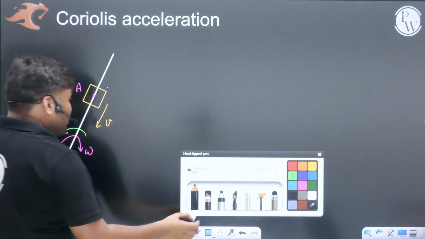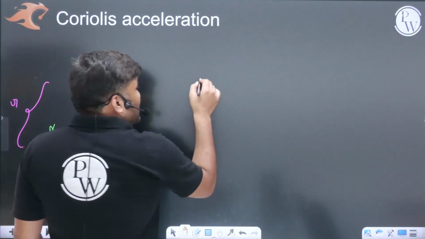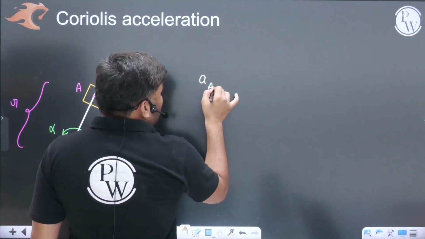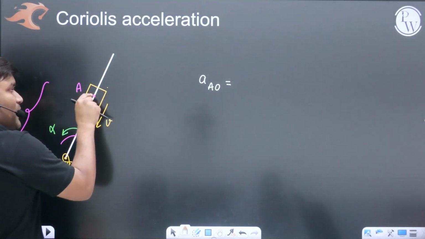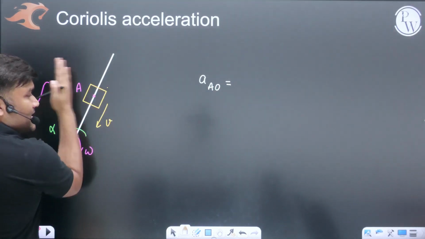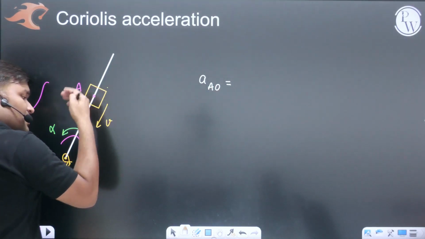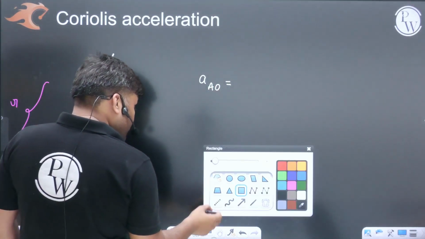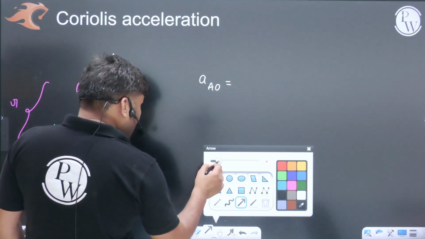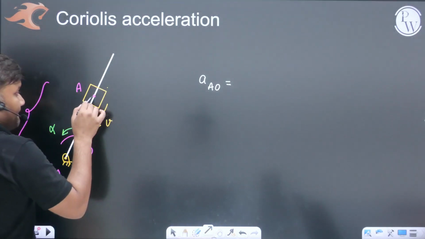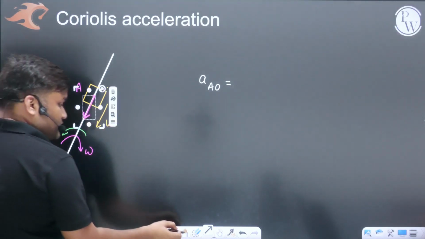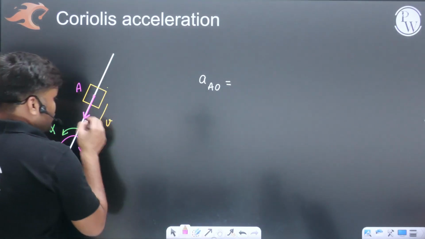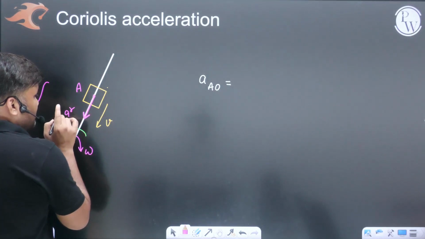And how do we calculate the total acceleration? Total acceleration of point A with respect to O. This slider, point A, is on a rotating link. Rotation-related radial acceleration will be there. In the picture it will come. Where does the radial acceleration act? Radial acceleration will be towards the center, always towards the center. This is going to be radial acceleration.